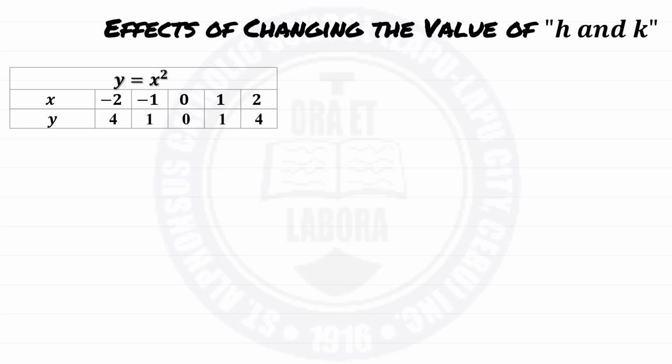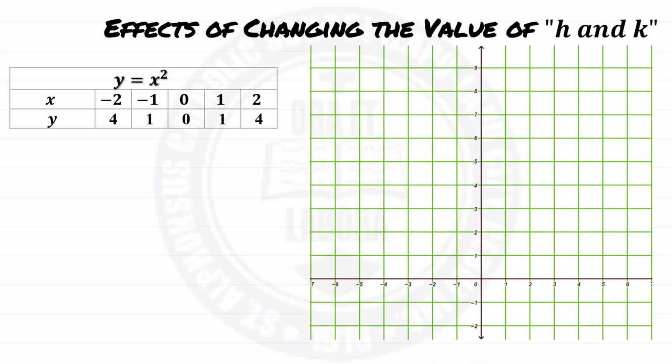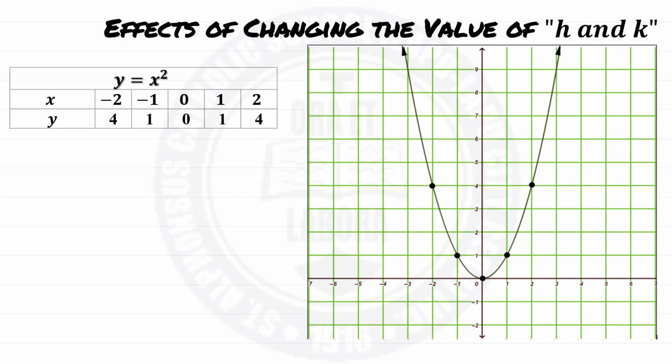So here we have y equals x squared, where h is 0 and k is 0. Let's have the values of x: negative 2, negative 1, 0, 1, 2. And the values of y respectively are 4, 1, 0, 1, 4. And if we graph this equation of the parabola, or this quadratic function, we will arrive at this graph. Observe the values of our domain and range in graphing the parabola.